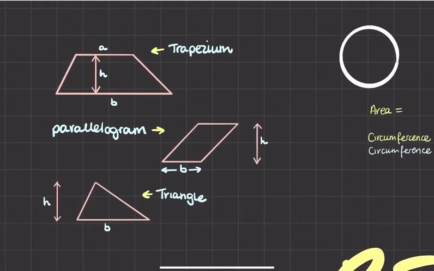So the trapezium has one pair of parallel sides, A and B, and the perpendicular height between them, or the perpendicular distance between those lines, is h. And your area for this shape was given to you by a half of A plus B, the parallel sides, multiplied by h, the perpendicular height, or the distance between those two parallel edges.